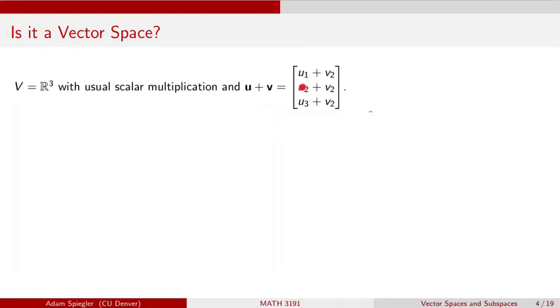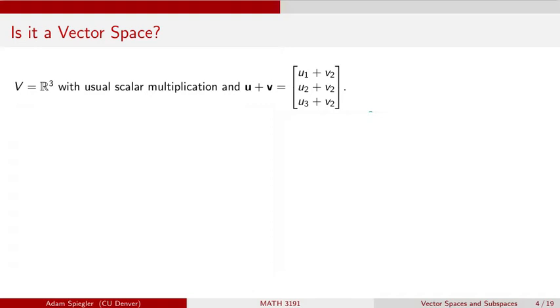U, which is U1, U2, U3, plus V, which is V1, V2, V3. When I add these two vectors, rather than add them component-wise, I'm going to define addition in this way, where I'm going to just take the second component of the vector V and add that to U1, U2, and U3 to get the result. So here, we're not taking U1 plus V1, U2 plus V2, U3 plus V3, but rather we're adding V2 on to each of the entries in vector U. So let's see what happens if we define vector addition in this way.